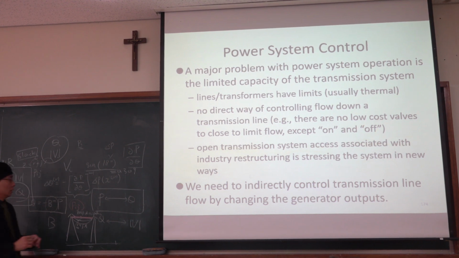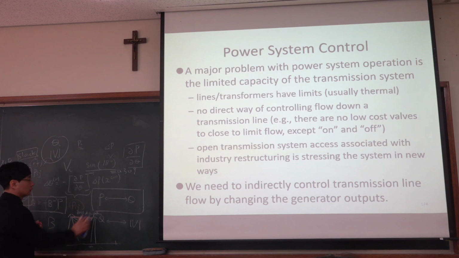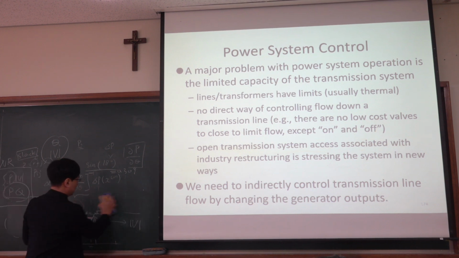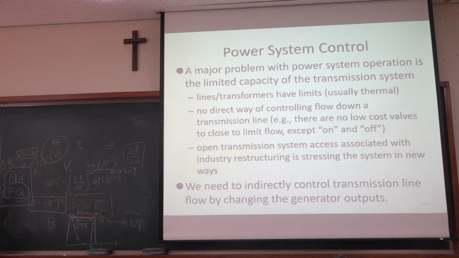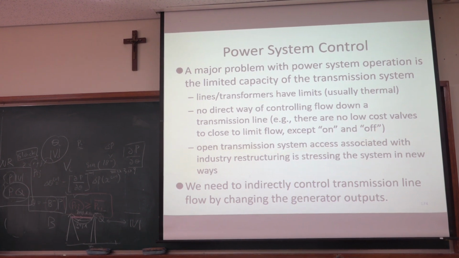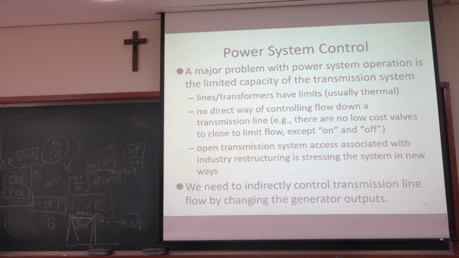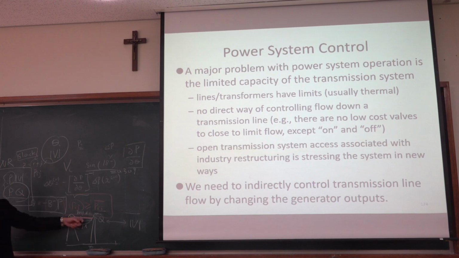Okay? Then what should we do? If the solution of power flow is at the upper limit like this, then what can you do? Which part do you need to change? What should be our control variable now? Well, this is power system control. If the solution cannot satisfy this requirement, this constraint, what should you change?